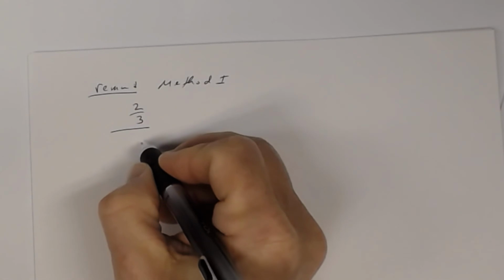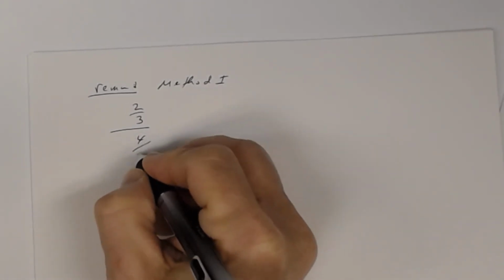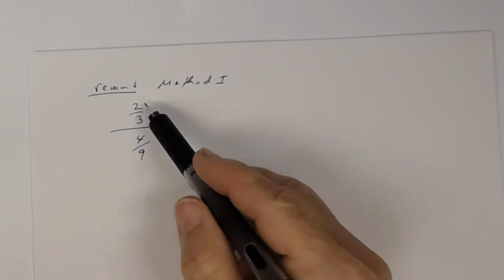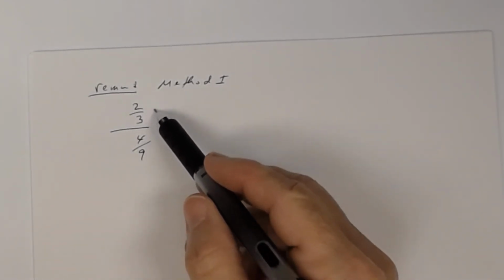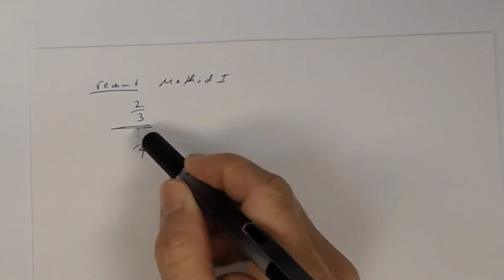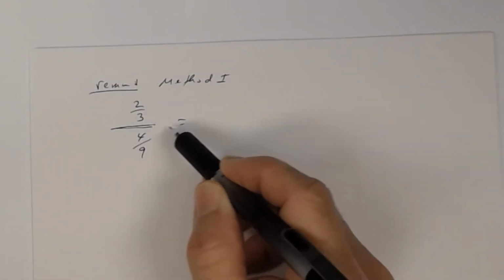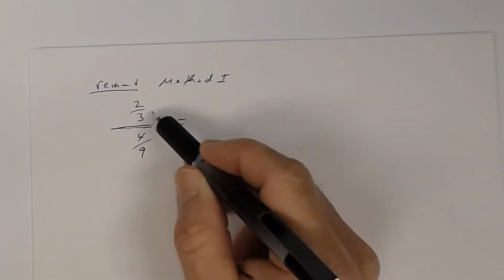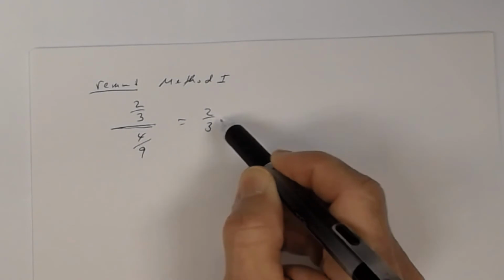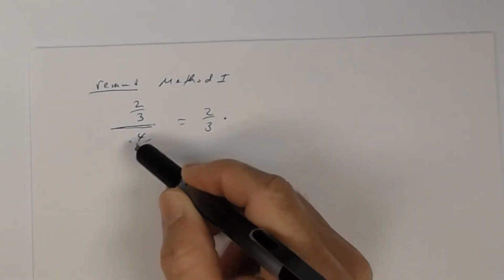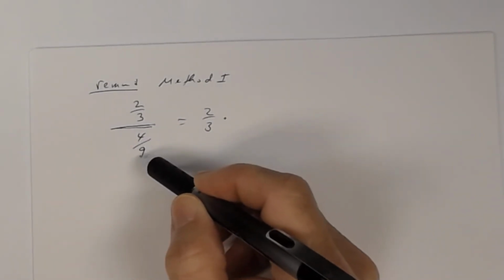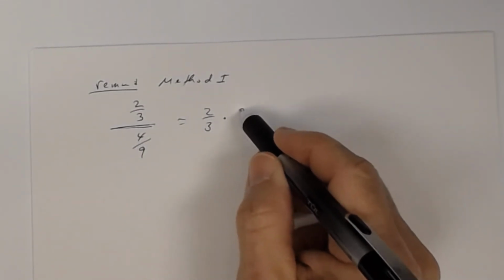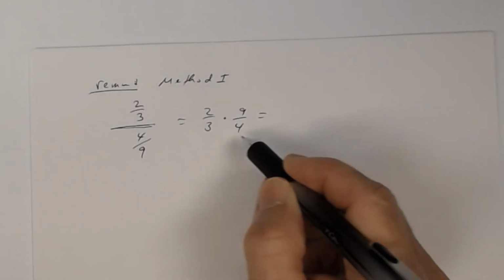So one rational expression divided by another rational expression, let's say 4 ninths. Remember, in previous courses, when you're dividing fractions, you're going to change the division to multiplication. To do that, you take the rational expression in the numerator and multiply it by the reciprocal of the rational expression in the denominator. So the reciprocal of 4 ninths becomes 9 fourths. And then you would reduce if you can.